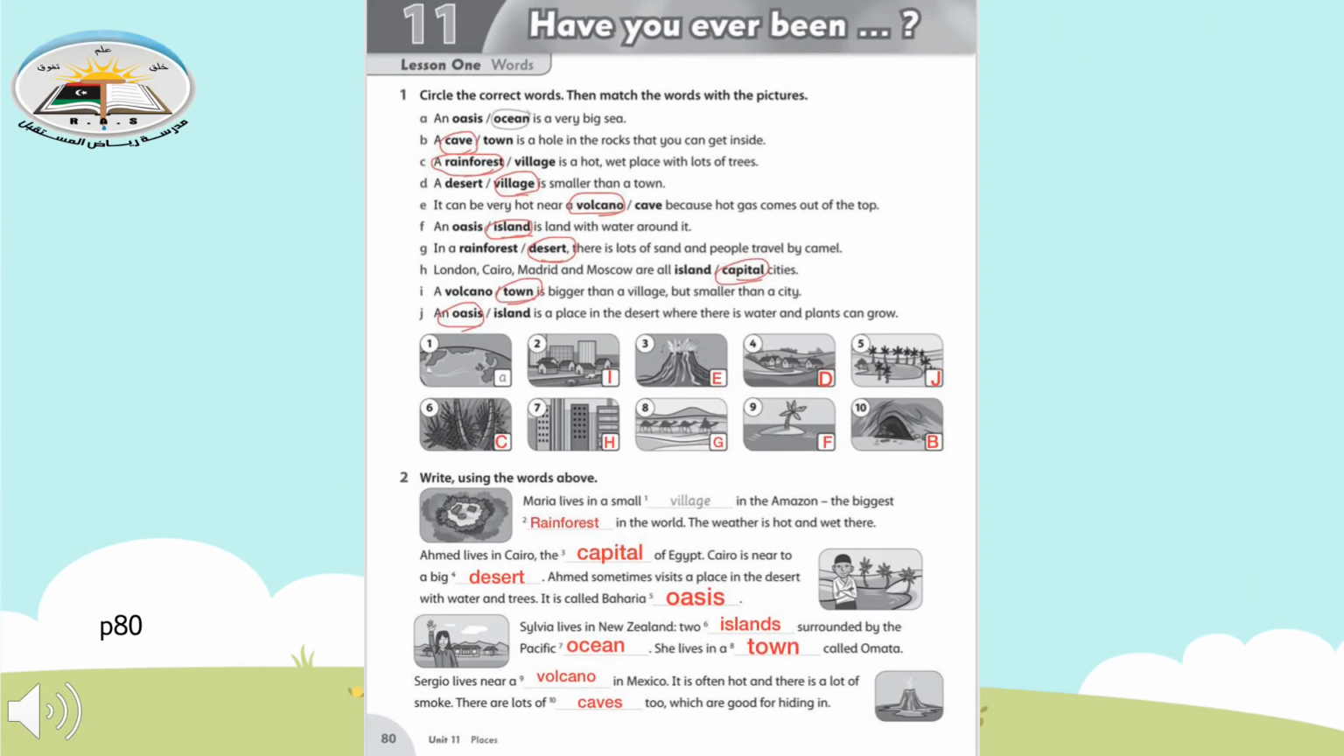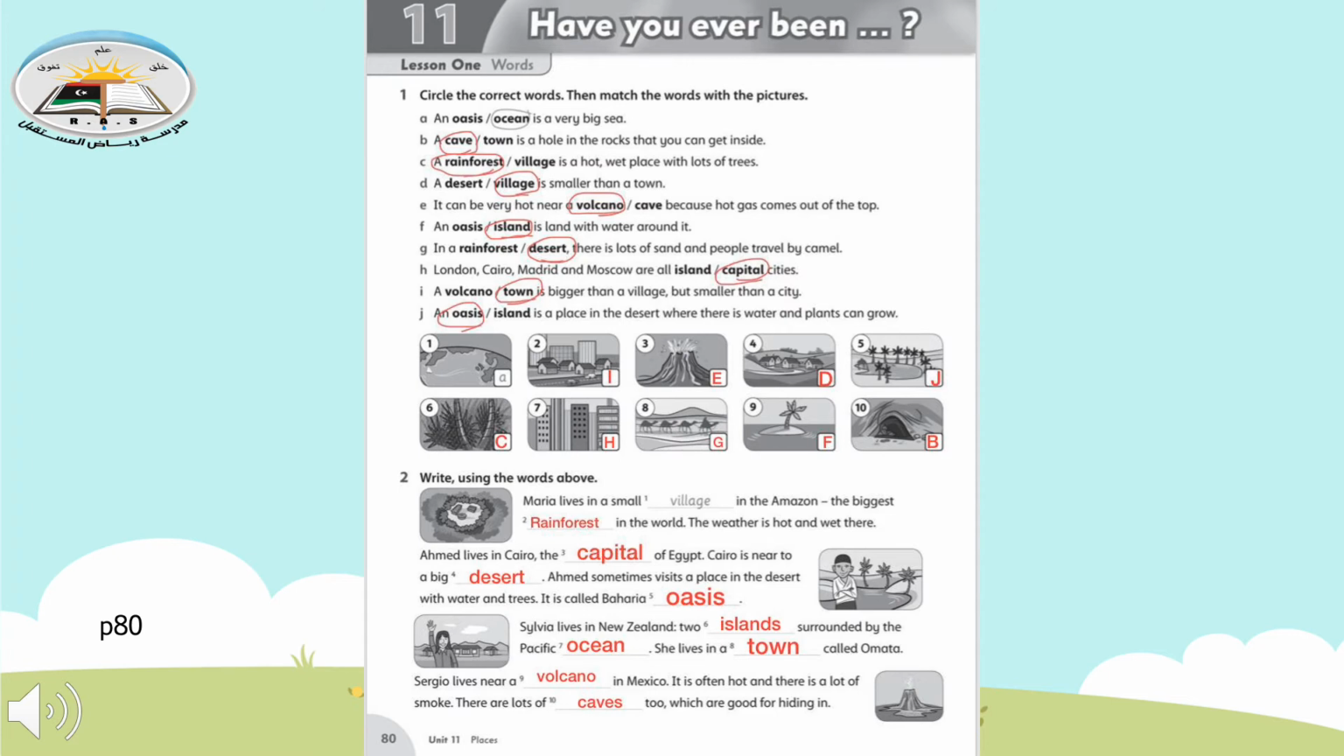School English Course Grade 4 Workbook Page 80. Now open page 80 and let's answer the questions together. We have Unit 11. Have you ever been? Lesson 1. Words. We're going to answer questions related to Lesson 1 in Unit 11. Words. Question number 1.